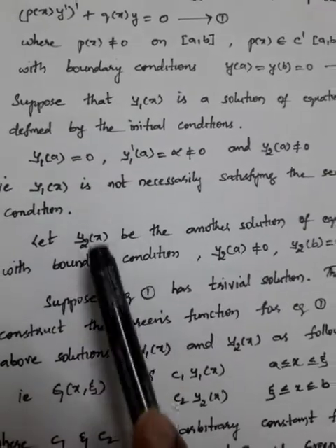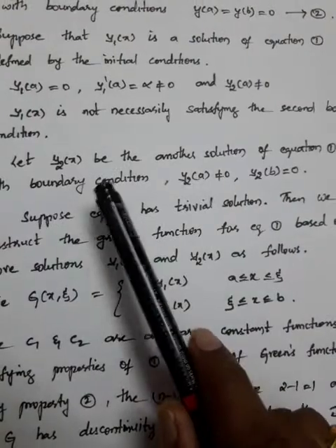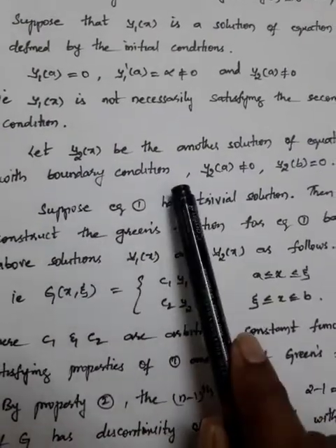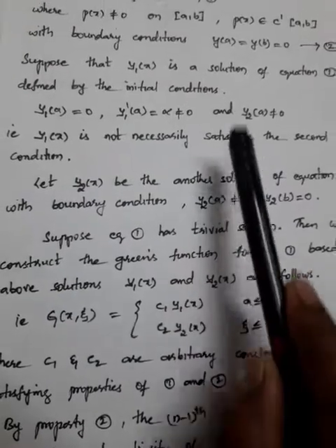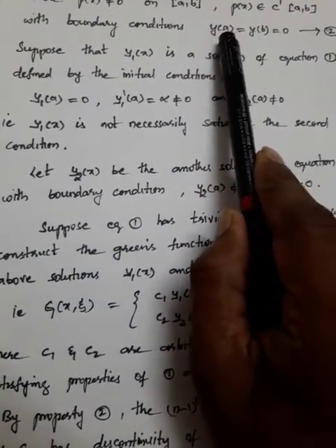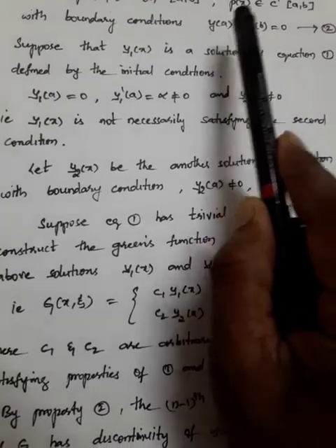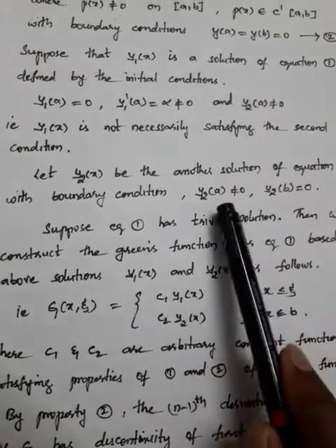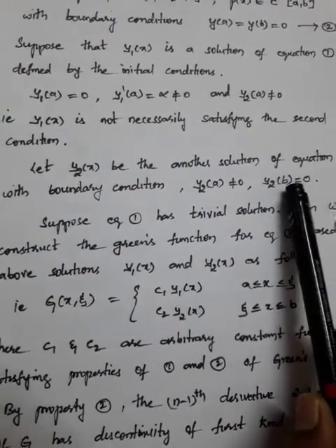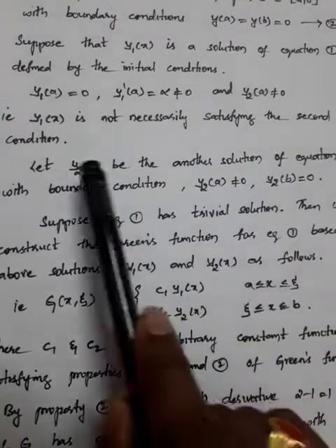In a similar manner, we'll suppose another function. Let us take y2(x), another solution of equation 1 with boundary conditions such that it may not satisfy y(a) = 0, but it should satisfy y(b). That means y2(a) is not equal to 0 and y2(b) is equal to 0. This is how we are going to consider the other function.